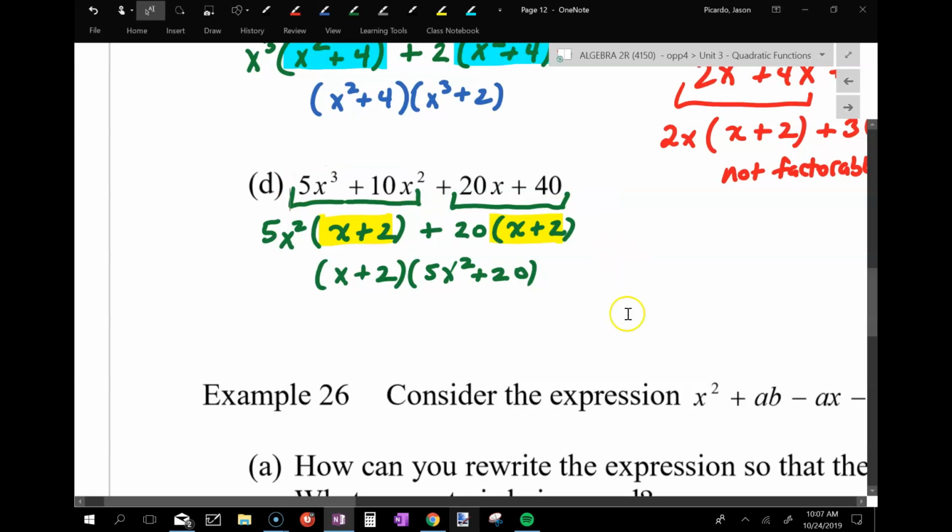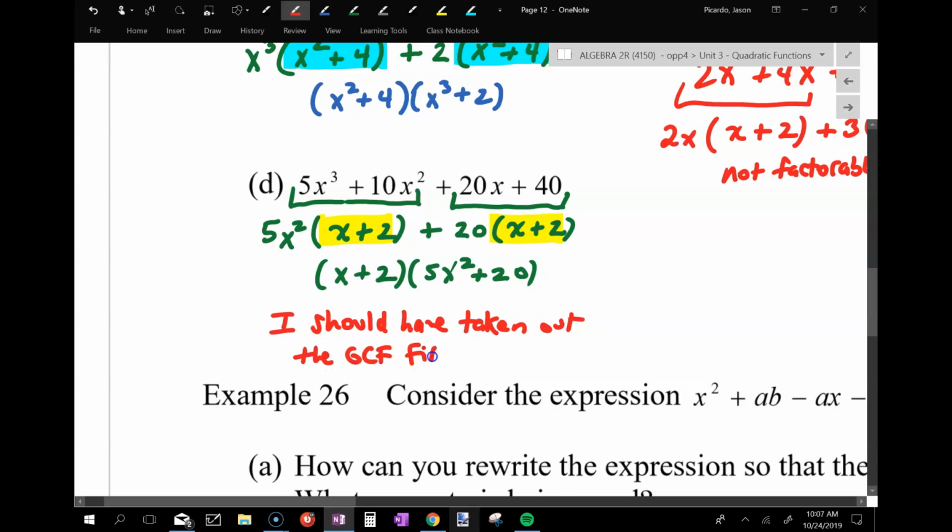How do I know that there's a 5? Does this term have a GCF in it? But does this one? Yeah. So that's why. So I should have taken out the GCF first, right? Should have taken out the GCF first.